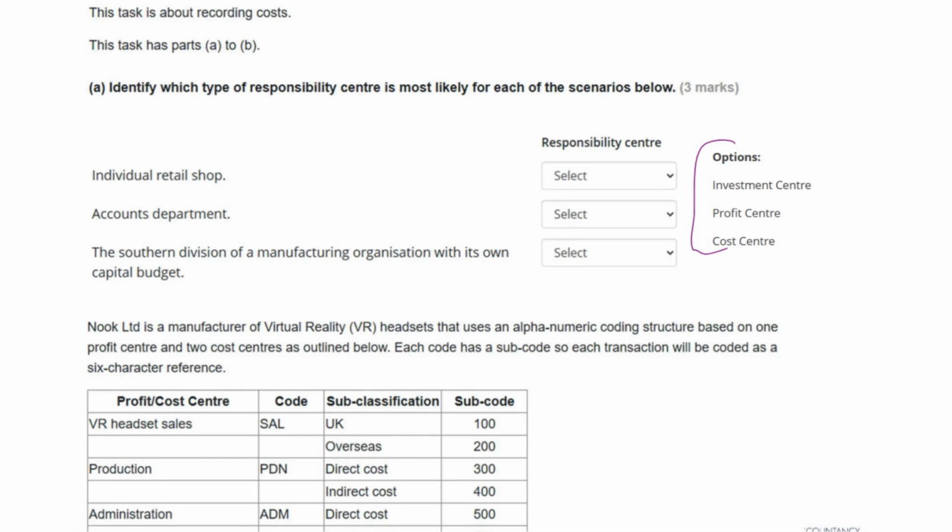So an individual retail shop then. That would be a shop, people go in, buy their products, and that shop makes its own profit to contribute to the business. So when we're talking about individual elements, it's going to be the profit centre. Profit centre is what makes money for the business.